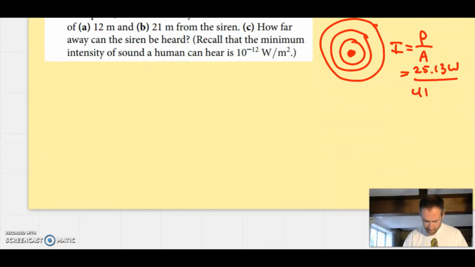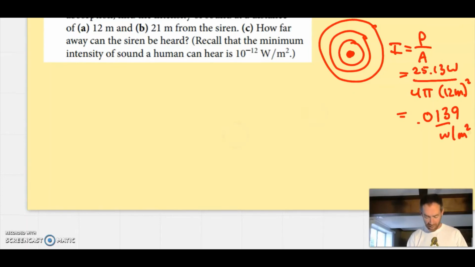That's going to be 4 pi times 12 meters squared. Now, that in and of itself is going to give you an intensity of 0.0139, just 2 significant figures, watts per square meter.